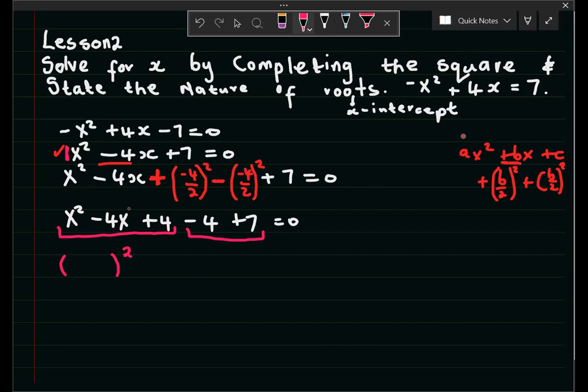We're still dealing with this. And then what is the square root of x squared? The square root of x squared is x, right? Then you square root 4. The square root of 4 is 2.